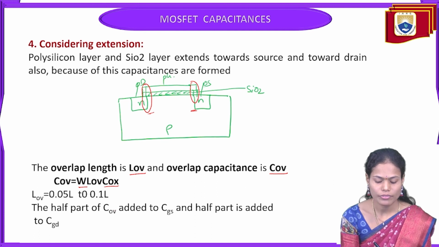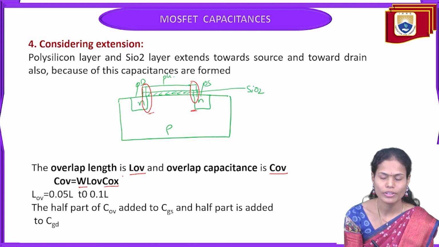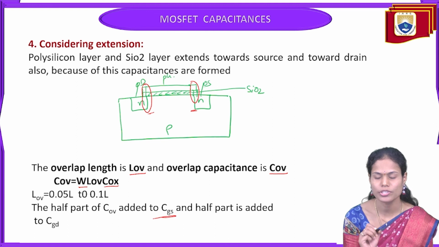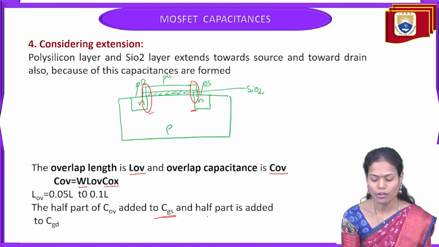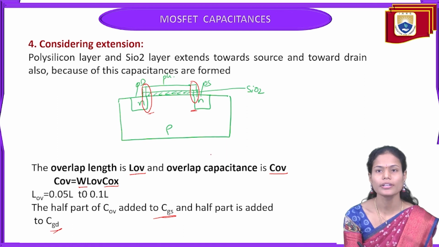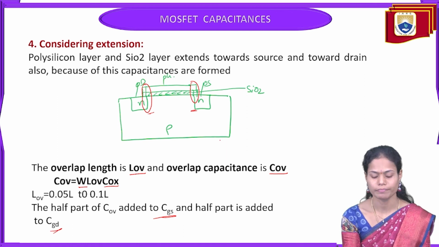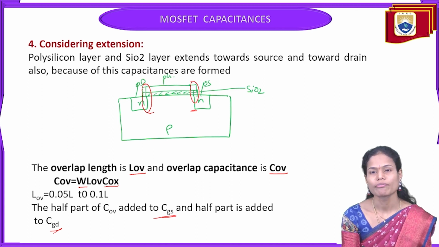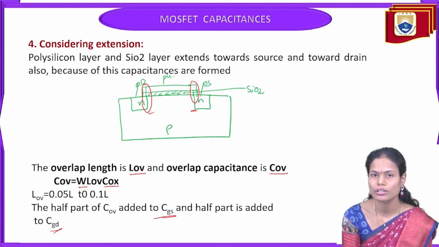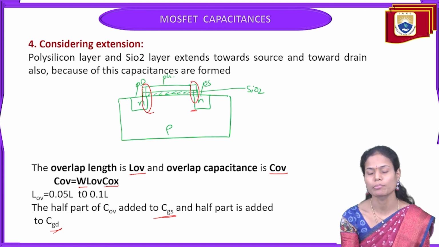And half of the COV capacitance is added to the CGS capacitance, that is gate and source, and the other half is added to the gate and drain terminals. So these four are the capacitances which exist across the gate of the MOSFET. That's why these four are called the gate capacitances of the MOSFET.